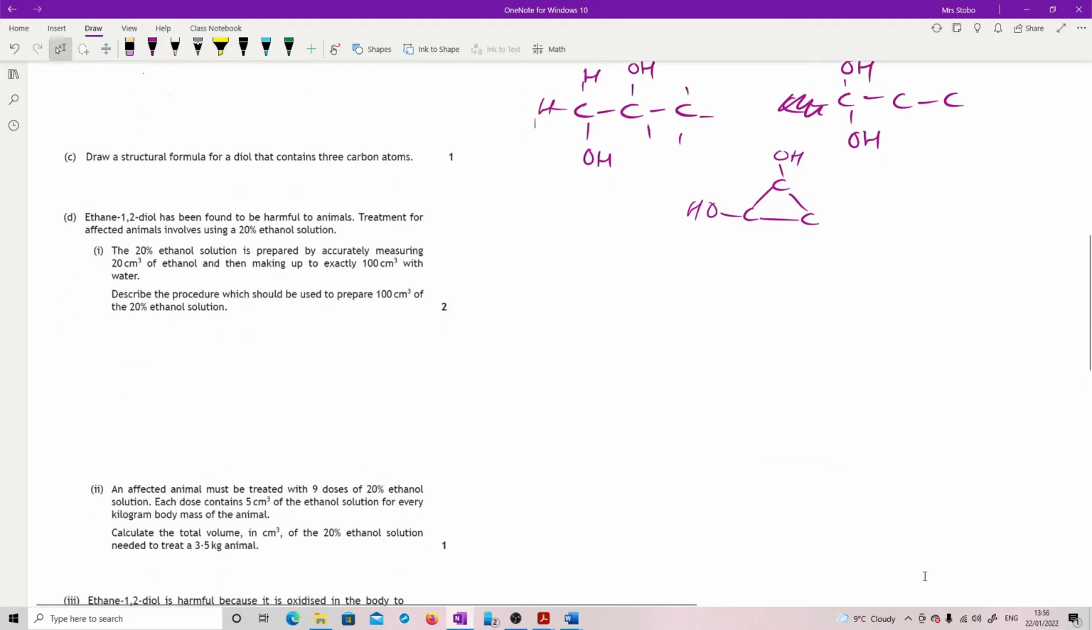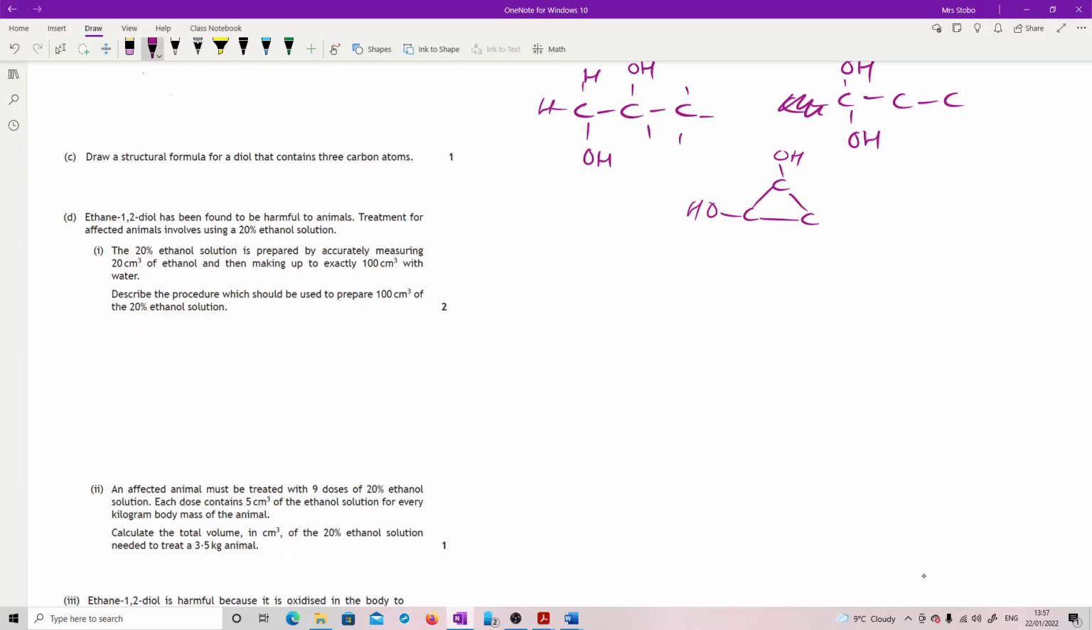Ethane-1,2-diol has been found to be harmful to animals. Treatment for the affected animals involves using a 20% ethanol solution. The 20% ethanol solution is prepared by accurately measuring 20 cm³ of ethanol, then making up to exactly 100 cm³ with water. Describe the procedure which should be used to prepare the 100 cm³ of the ethanol.